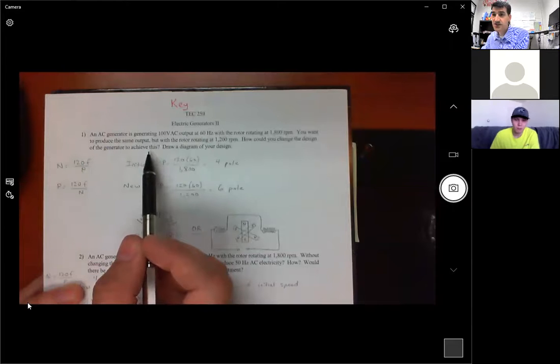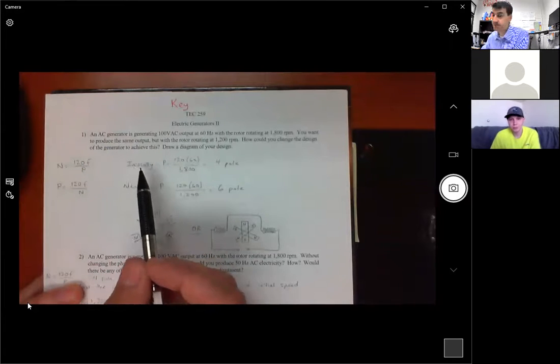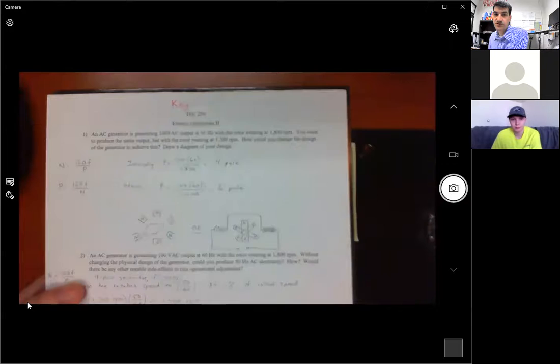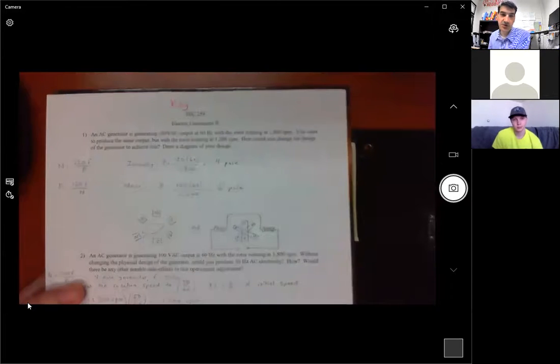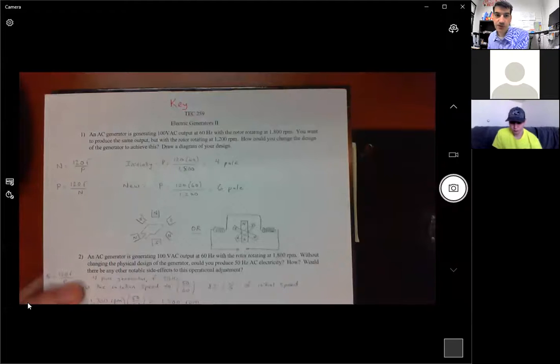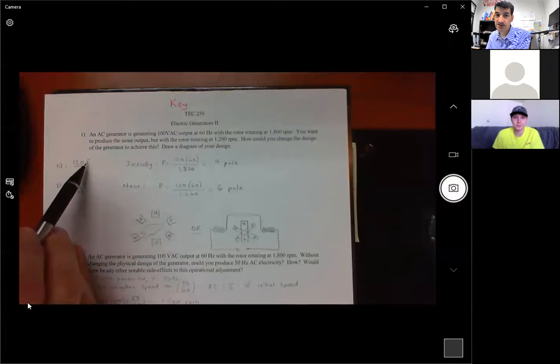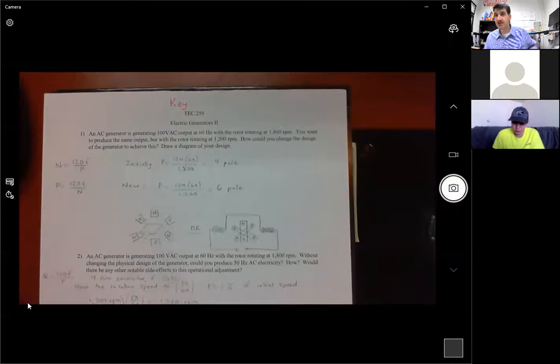Well, we have an equation that relates the RPM of the rotor to the output frequency. It looks like this. I call this the generator RPM equation. N, rotor RPM, equals 120 times F, the frequency, divided by P, the number of magnetic field poles on the field. So we want to produce the exact same output, which means we want to keep the same frequency. So F is going to be the same, but we can change the design. And by changing the design, that's going to change the number of magnetic field poles.